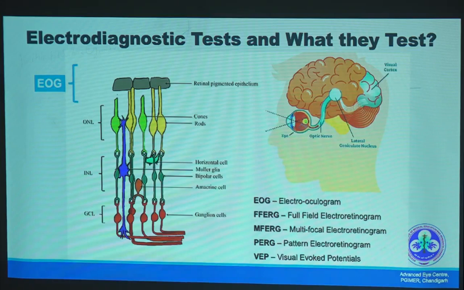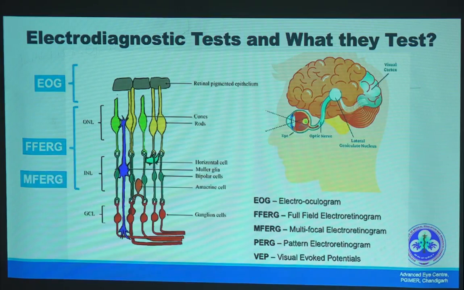So the RPE is tested by the EOG, and then comes your retina, the whole of the retina, that gets tested by your full field ERG. Full field ERG means the whole field, means you are going to test the entire retina, means you are going to dilate the patient and then test the patient. So full field ERG tests the entire retina.